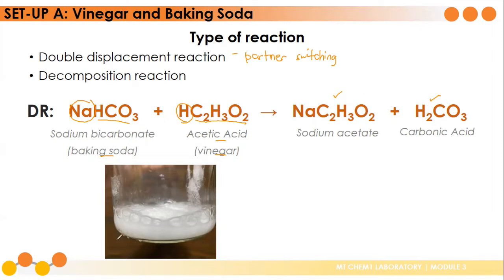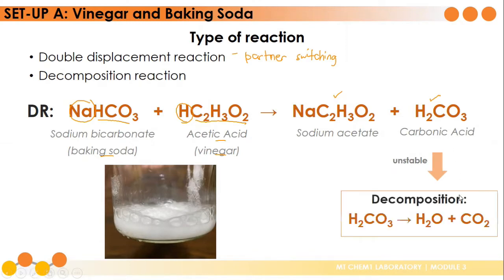Now, for the decomposition reaction, we have to put in mind that carbonic acid is an unstable compound, indicating that it can immediately and easily undergo a type of reaction. For this instance, we have the decomposition reaction. So carbonic acid will undergo decomposition reaction to produce water and carbon dioxide. So from this diagram, you can observe the two different types of reaction that occurred in our setup A.